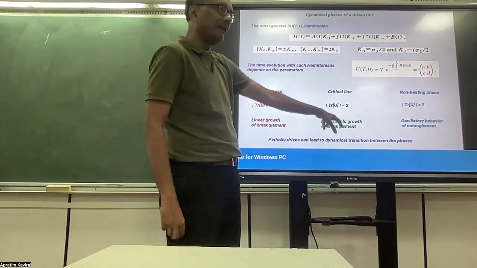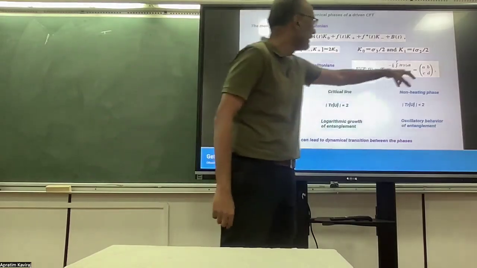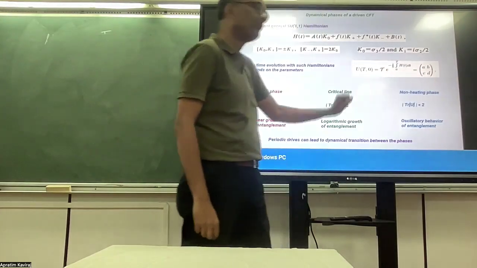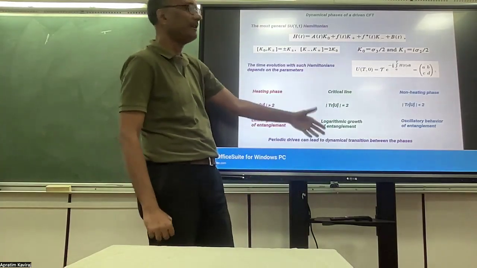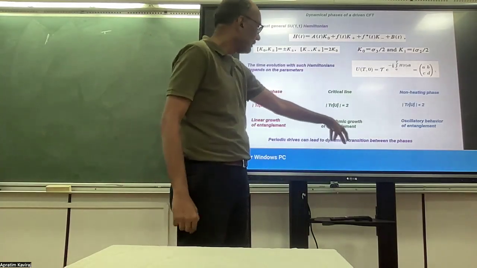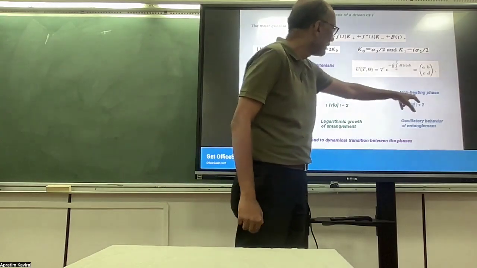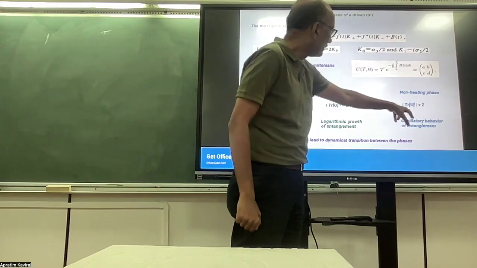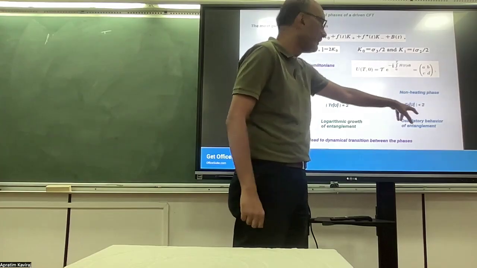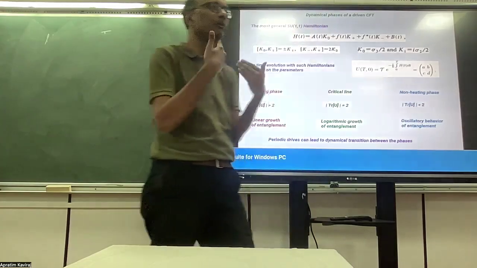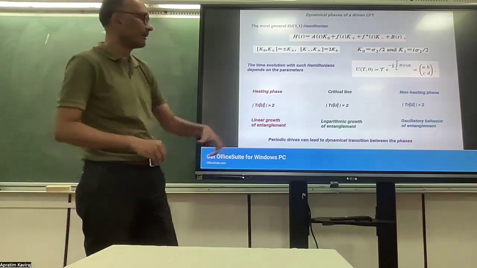Then there is a critical line where this trace becomes exactly 2. Okay, it just becomes the identity matrix. And this has logarithmic growth of entanglement. And here in the non-heating phase, which is the usual phase where the trace is less than 2, here is the standard unitary transformation in this presentation.